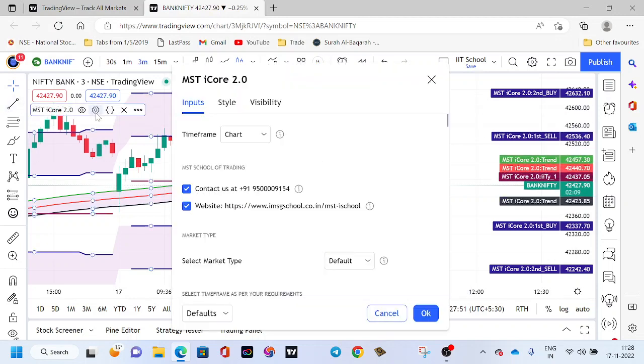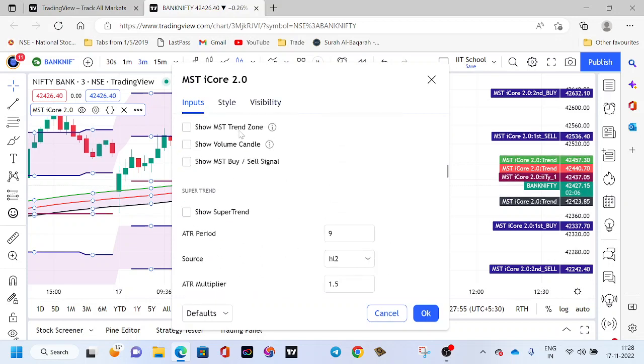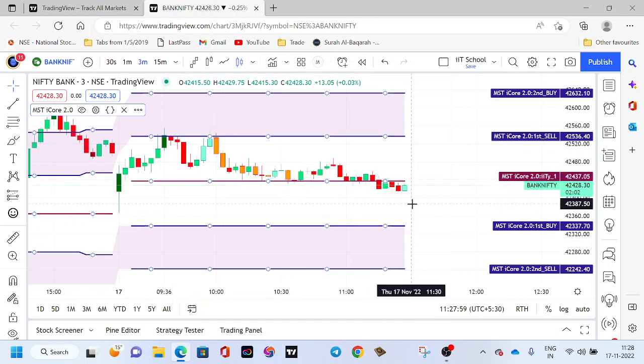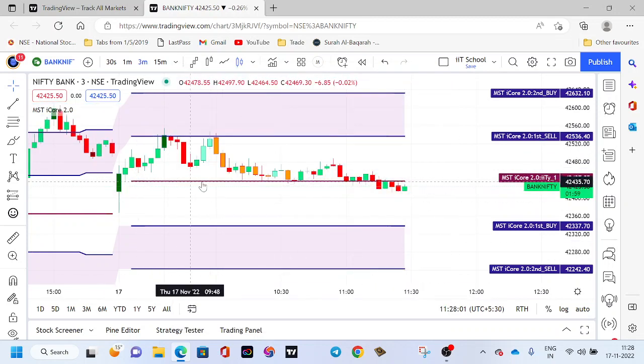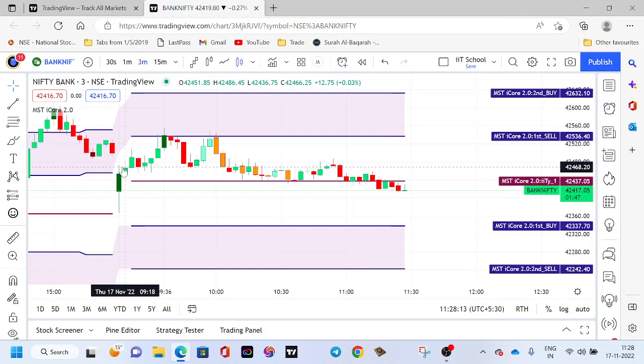Then what is the next one? The next one we have is the volume candle. What is the volume candle? It shows the volume of the candle. It shows the buyer strength and seller strength. See here, the first candle we have very good buyer strength. Once the high of this candle is broken, we have got around 90 to 100 points from here to here.